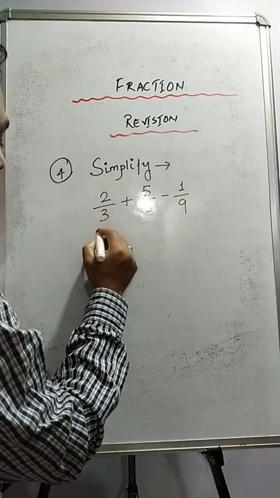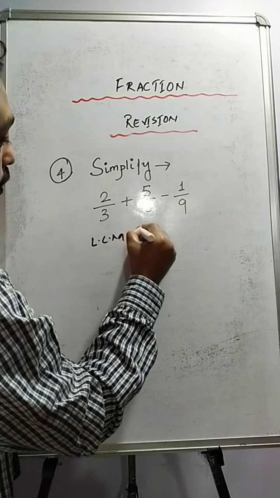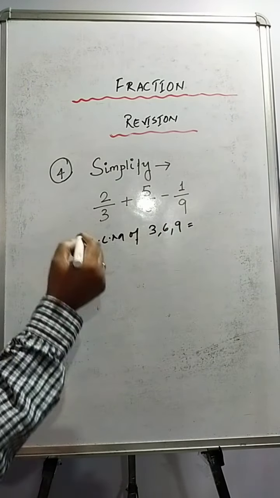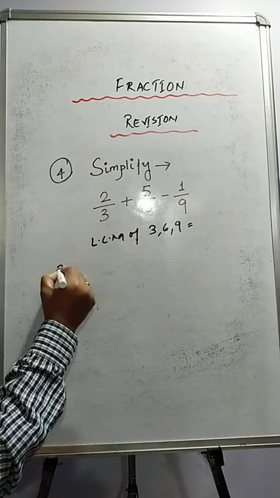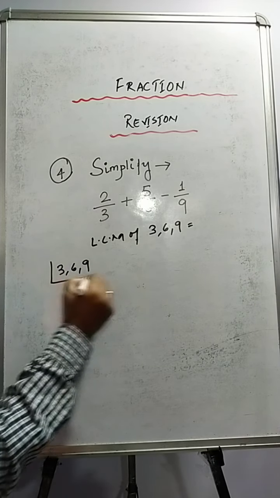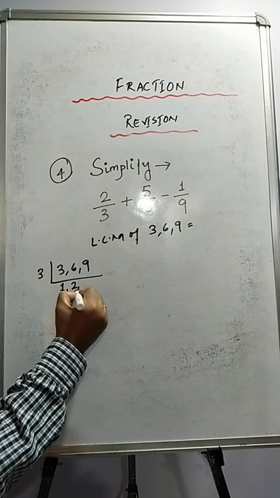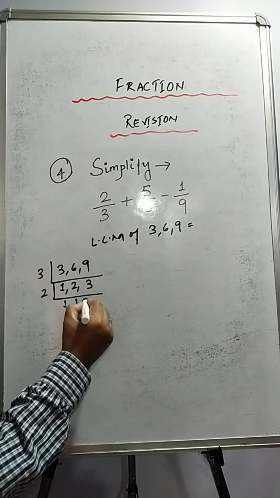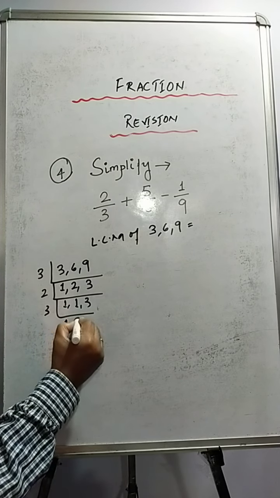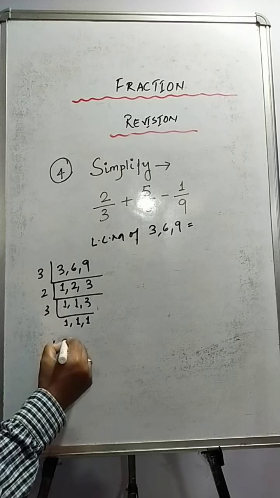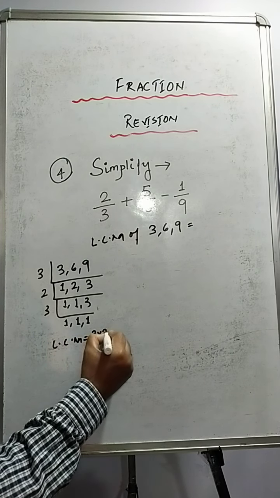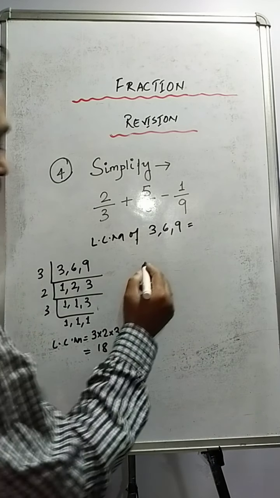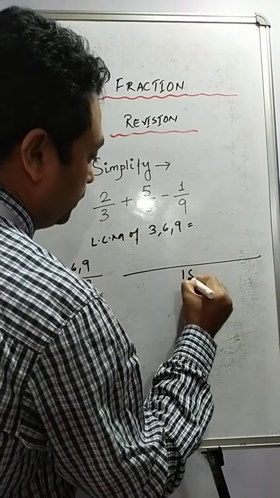Okay, so the first thing that we'll do is find the LCM of all the denominators. That is 3, 6 and 9. Fine. So if you do the LCM, see I'm doing it here, 3, 6 and 9. So 3 1s are 3, 3 2s are 6, 3 3s are 9. So we have 2, okay, and then we have 3. So the LCM would be 3 into 2 into 3, that is 18, isn't it? So LCM is 18. So we'll write it here, 18.